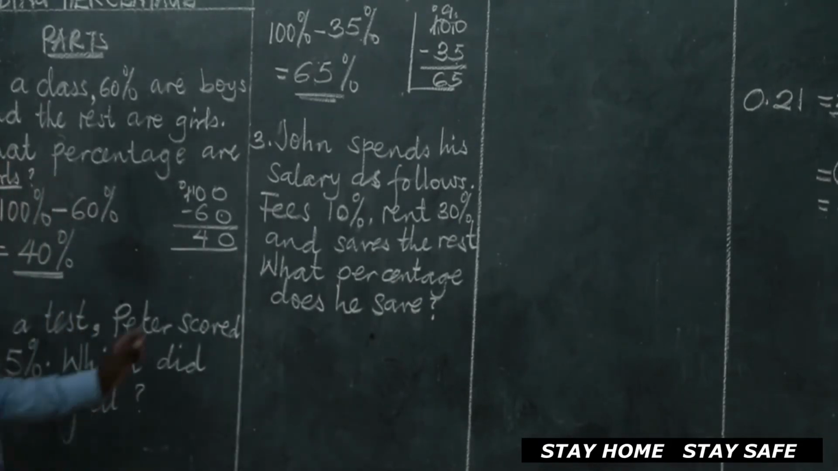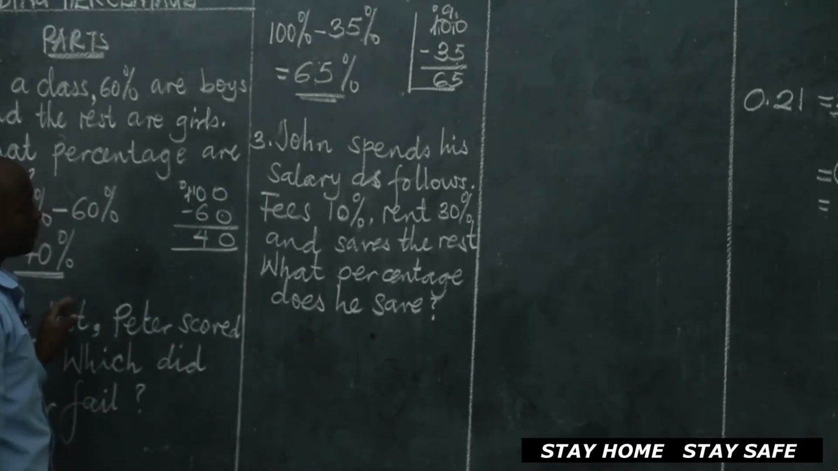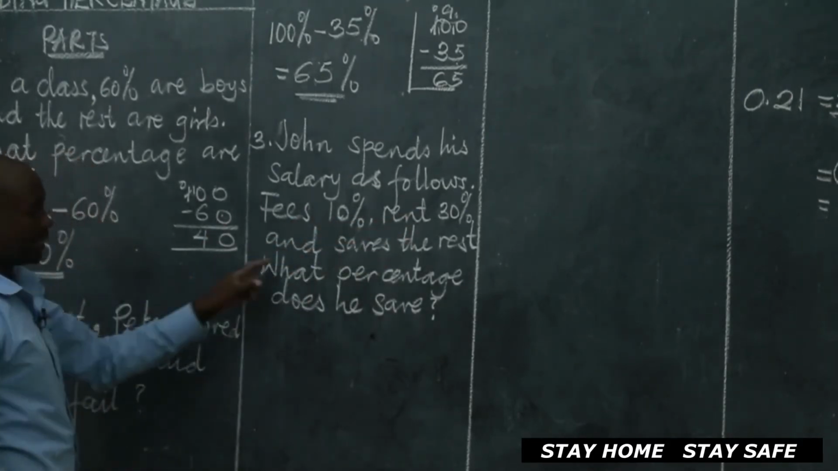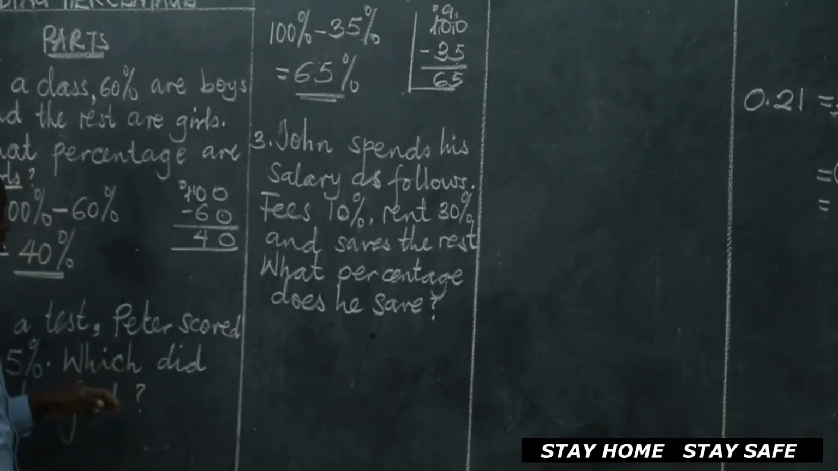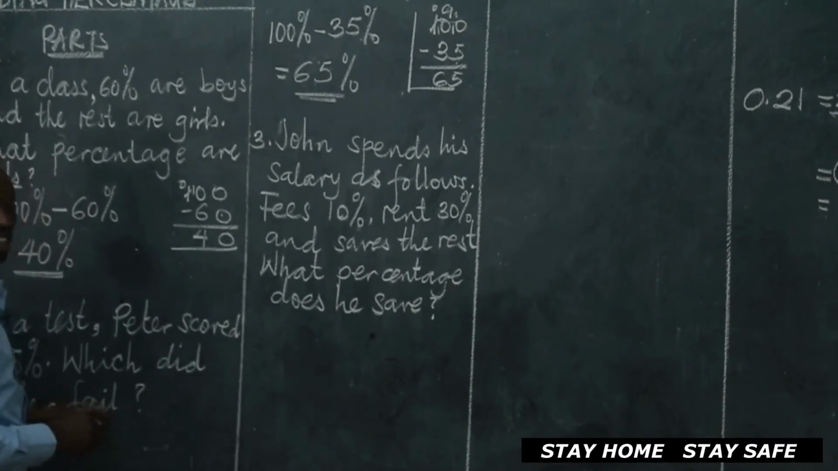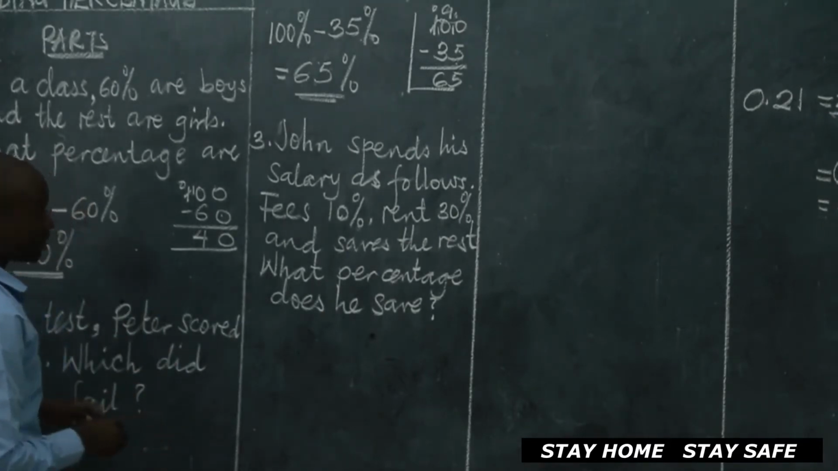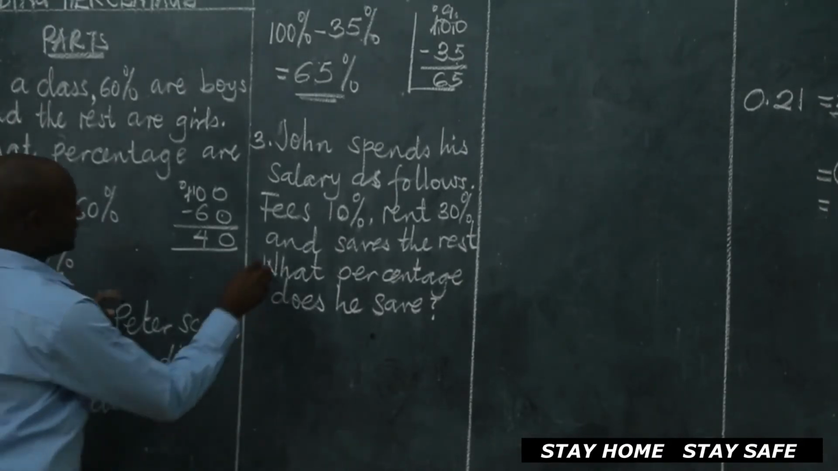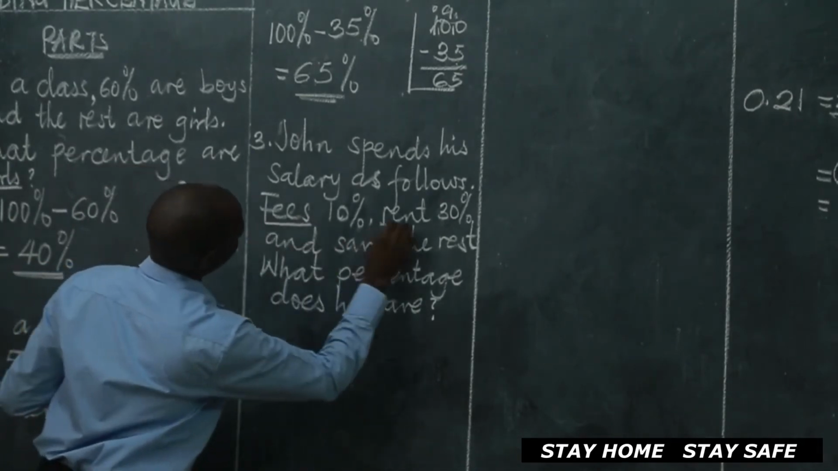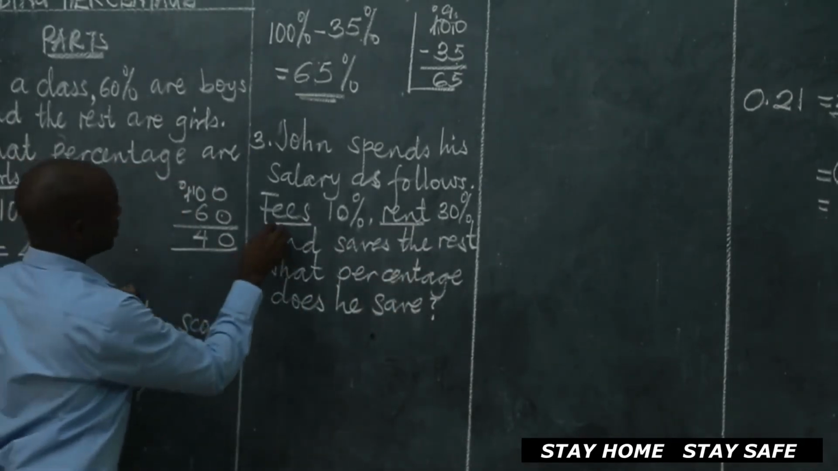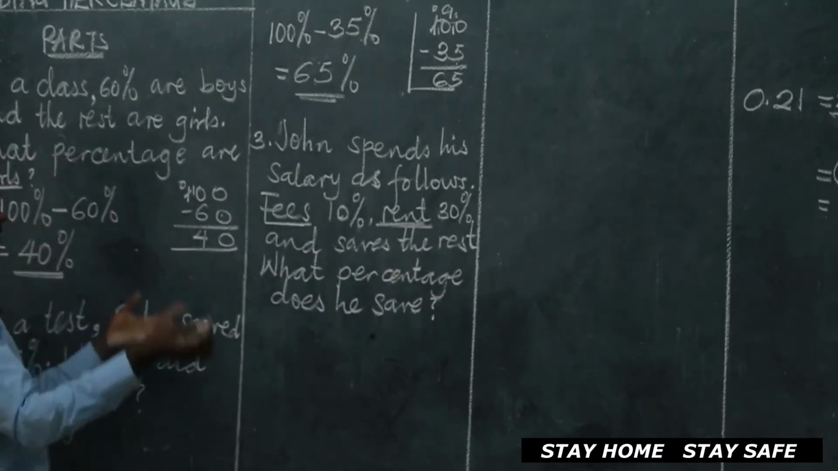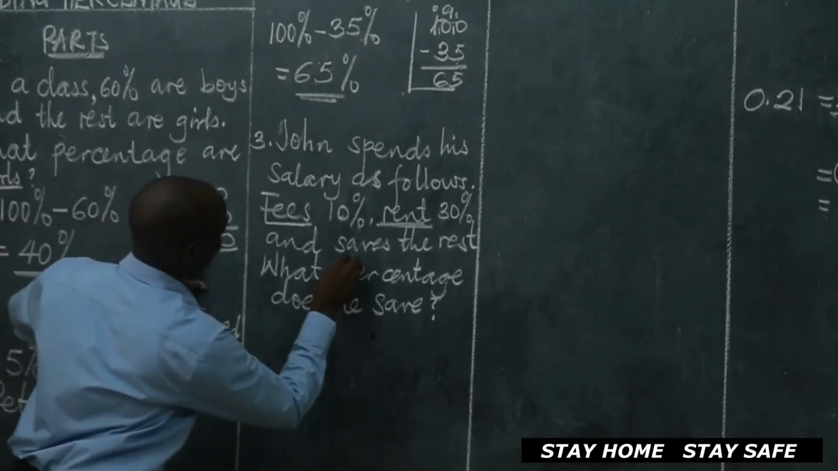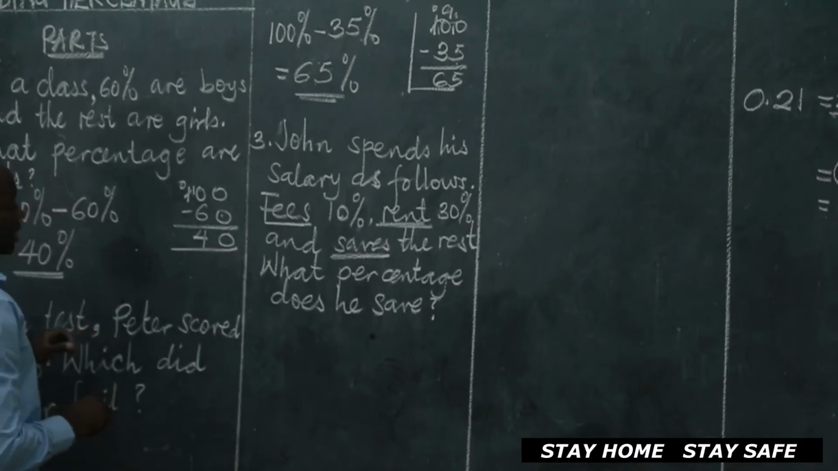Okay? John spends his salary as follows. Fees 10%, rent 30%, and saves the rest. So my question is, what percentage does he save? First of all, we need to know the percentage which is spent on fees and rent. Then that total percentage which we shall get, we shall subtract it from 100 to get the percentage which he saves.